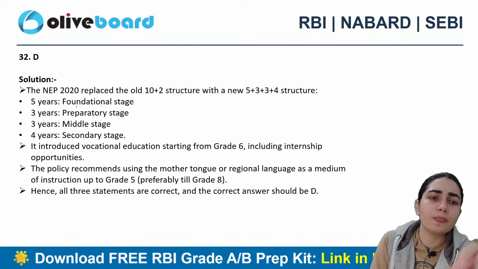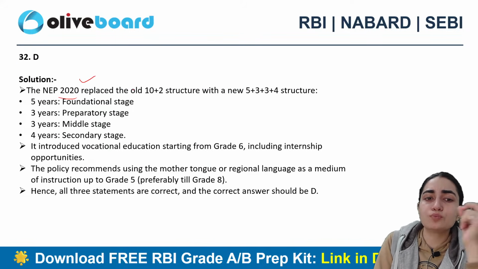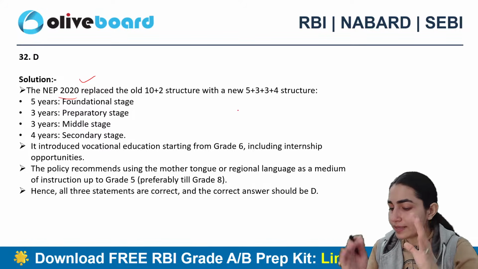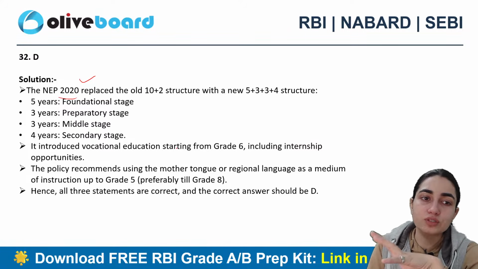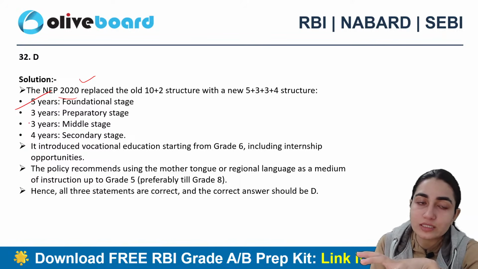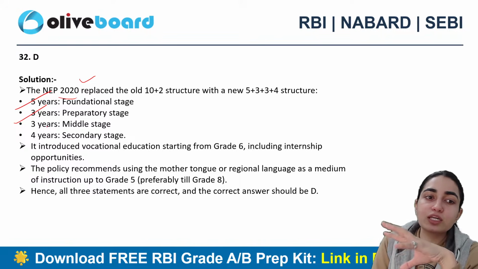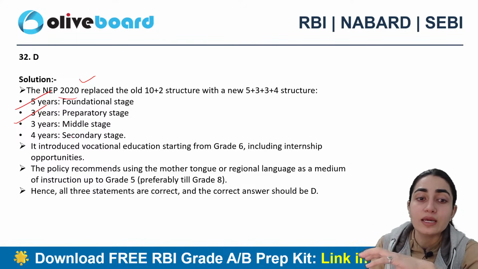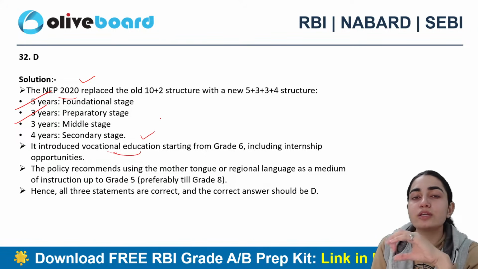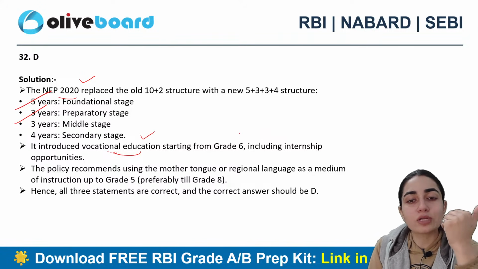All right, okay. So when I talk about the new education policy, the old structure was 10+2, right? Now what have we replaced it with? 5+3+3+4. 5 years of foundational stage, 3 years of preparatory stage, 3 years of middle stage, 4 years of secondary stage, right? Now when I talk about vocational education, we are initiating to start it with grade 6 only.